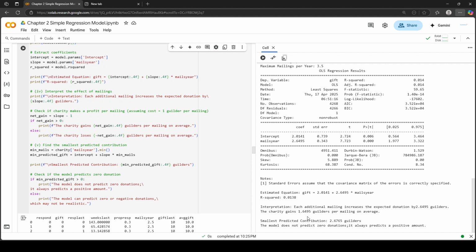So the smallest predicted contribution is 2.67 guilders, and since the minimum value is greater than 0, the model does not predict zero donations, it always predicts positive amounts. Okay, so we are done with this question, so let's move on to the next question.